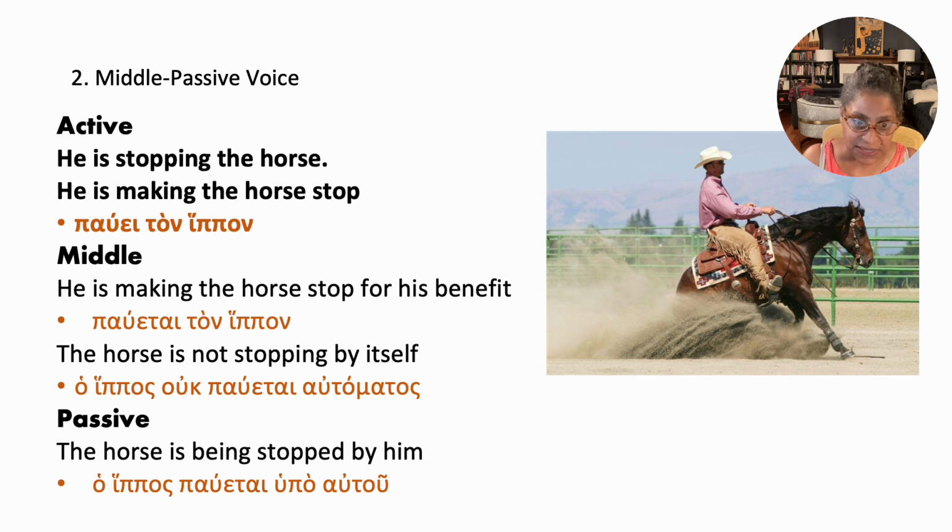So active is the subject is making someone else stop. The middle is the subject is making itself stop. And then the passive is the subject is being stopped by some other subject, some other agent. Okay. All right.